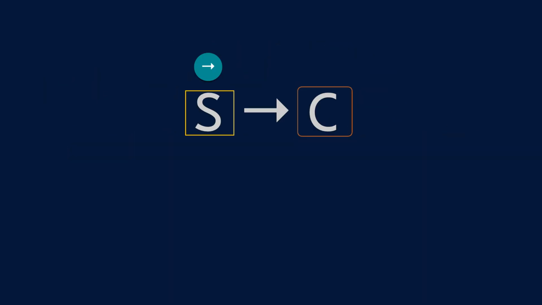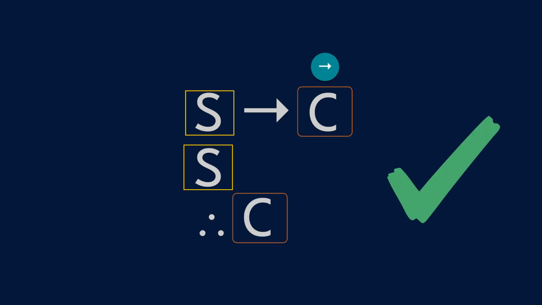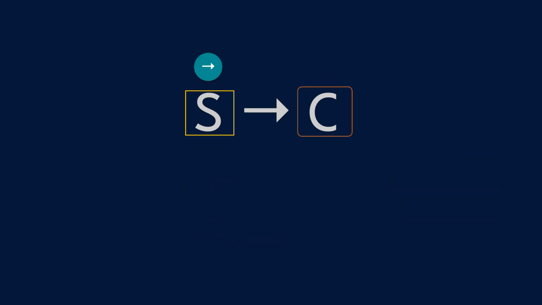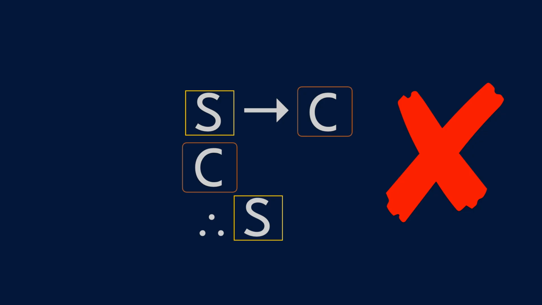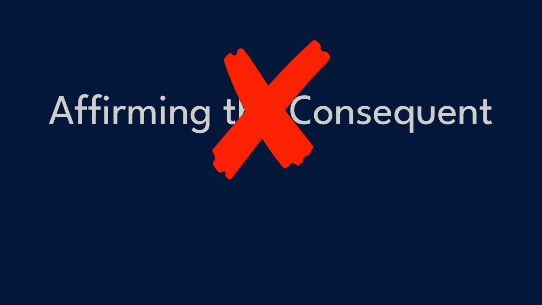Modus Ponens moves left to right. If I'm at Starbucks, then I smell coffee. I'm at Starbucks, so I smell coffee. But not in reverse. If I'm at Starbucks, then I smell coffee. I smell coffee. So I'm at Starbucks? Nope, I'm at my kitchen table, sipping coffee. This is the fallacy of affirming the consequent. Avoid it.